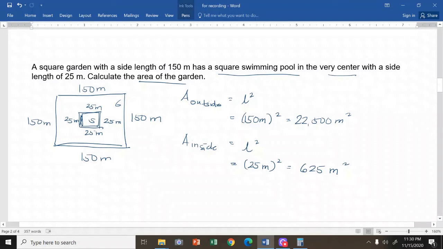So, that means kailangan natin isubtract yung dalawa to get the area of the garden. So, the area of the garden is equal to the area outside minus the area inside. Okay, so meron tayo ditong 22,500 square meters minus 625 square meters. So, ang ating answer would be, so magiging 21,875 square meters. So, this is the entire area of the garden.